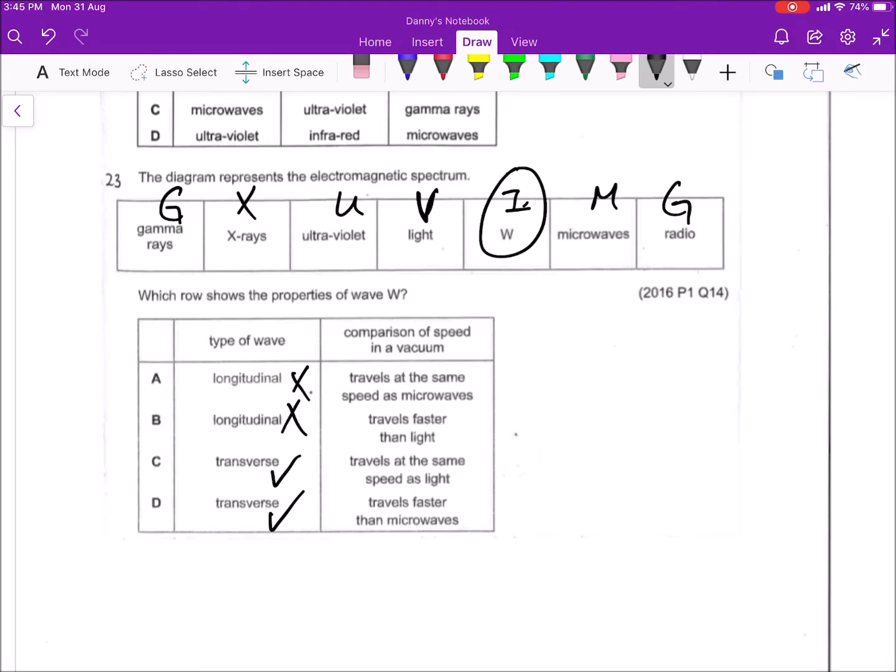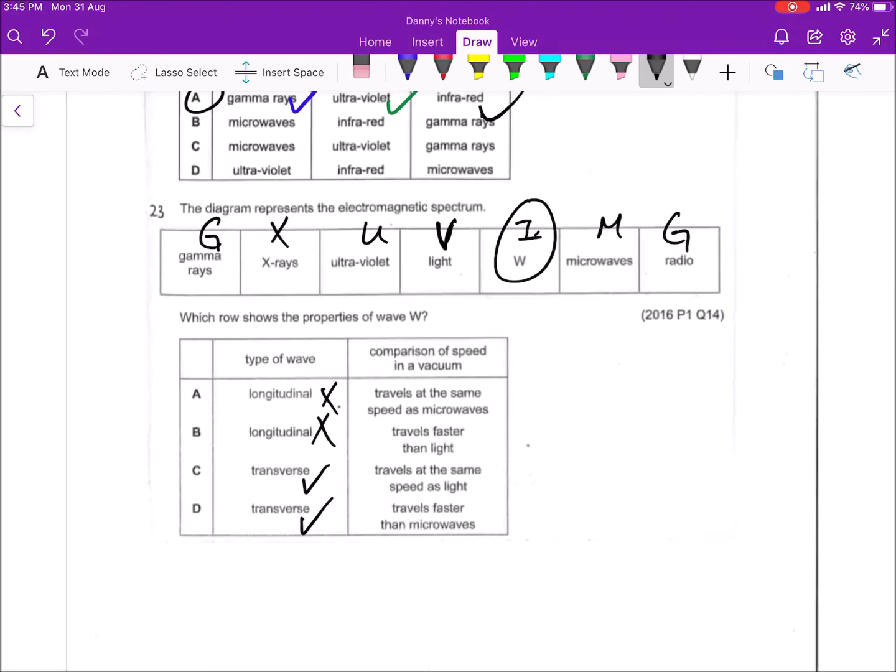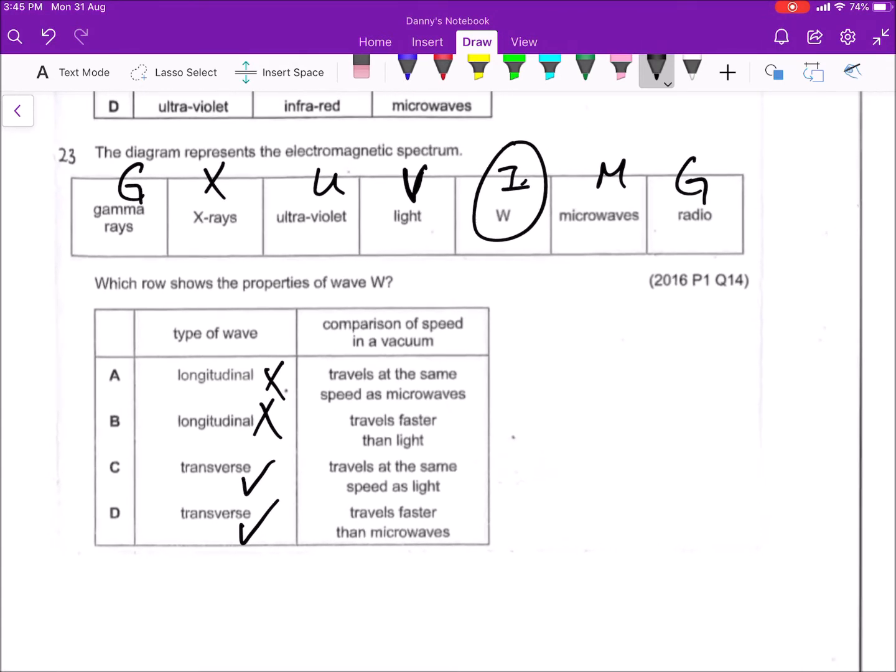Then after that, I have to compare with the speed in vacuum. For the EM spectrum, why is it that all these gamma ray, X-ray, ultraviolet are in the same family? Well, because they all travel at the same speed in vacuum. So C is your answer.